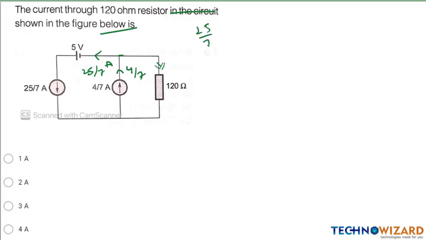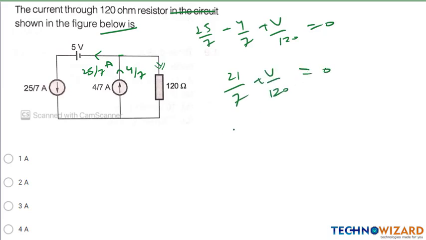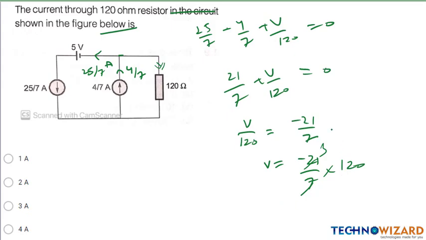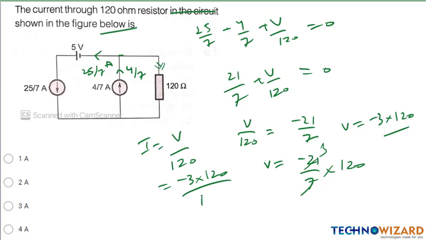So 25 upon 7 minus 4 upon 7 plus V upon 120 is equal to 0. This is equal to 21 upon 7 plus V upon 120 is equal to 0. Now V upon 120 is equal to minus 21 upon 7. Therefore, V is equal to minus 21 upon 7 into 120, which is minus 3 into 120. Now the current flowing in this branch will be I is equal to V upon 120 ohm. V is minus 3 into 120, and 120 gets cancelled, therefore current is minus 3.